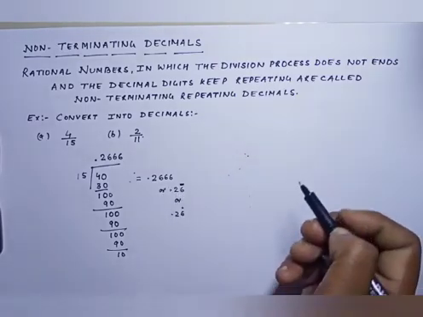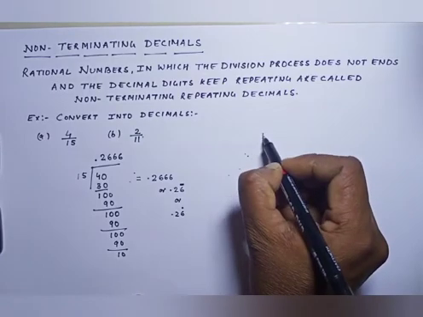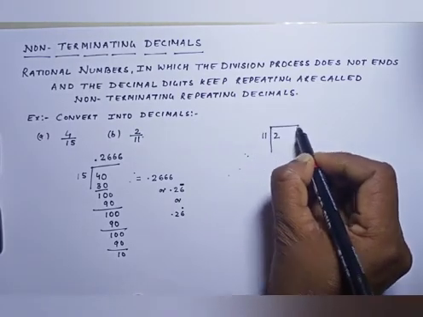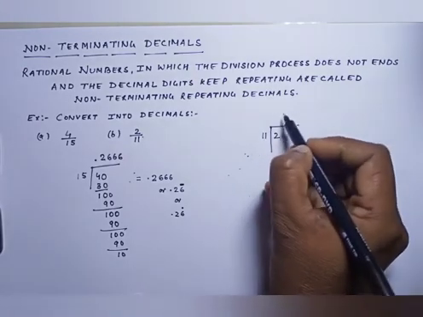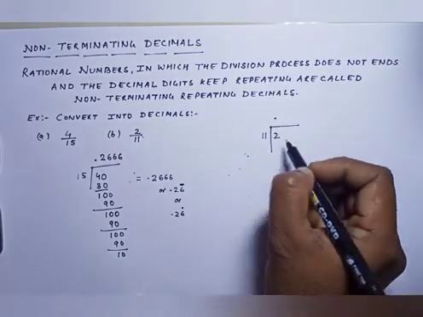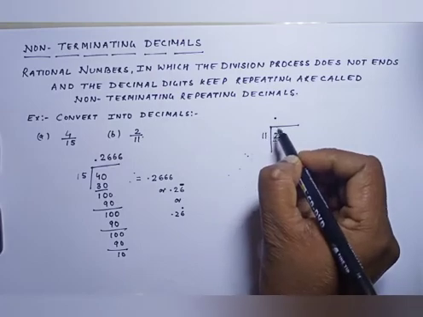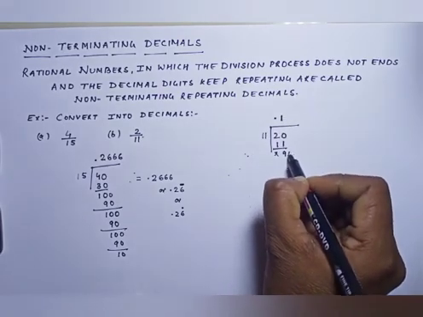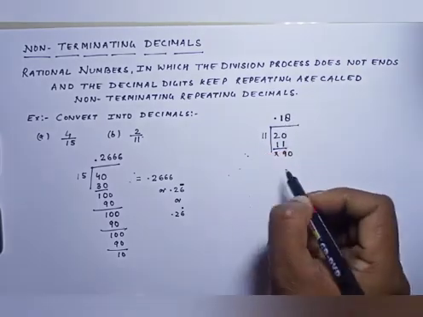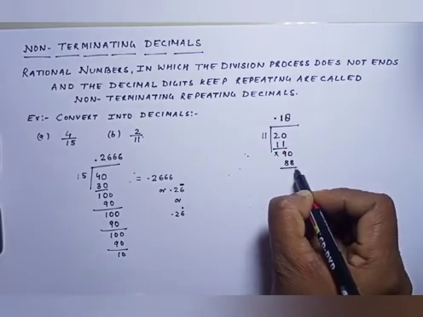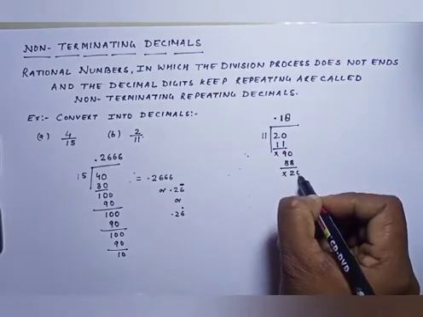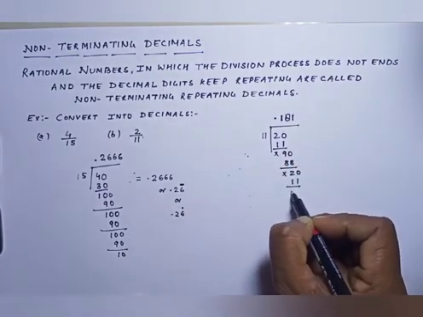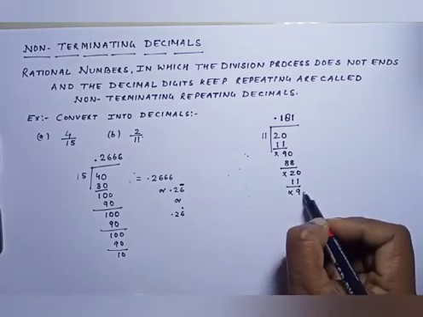Let us move to another example, that is 2 divided by 11. Now again 2 is less than 11, so I am going to put a decimal over here and add 0. 11 ones are 11. What is the remainder? 9. Add 0, 90. 11 eights are 88. The remainder is 2, then 20. 11 ones are 11. Again 9 is the remainder.